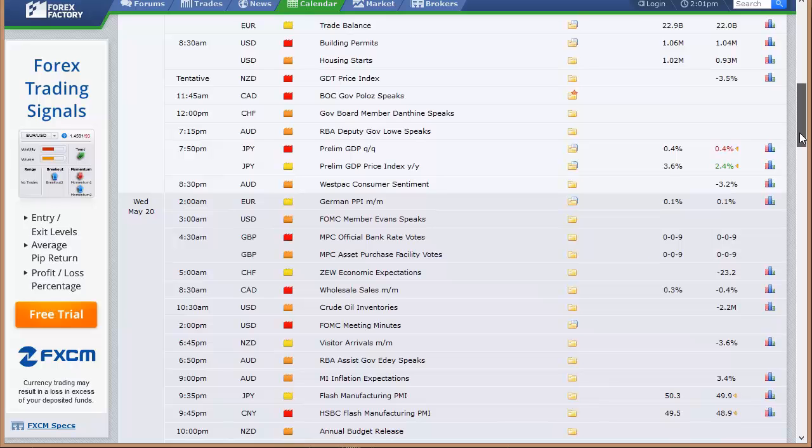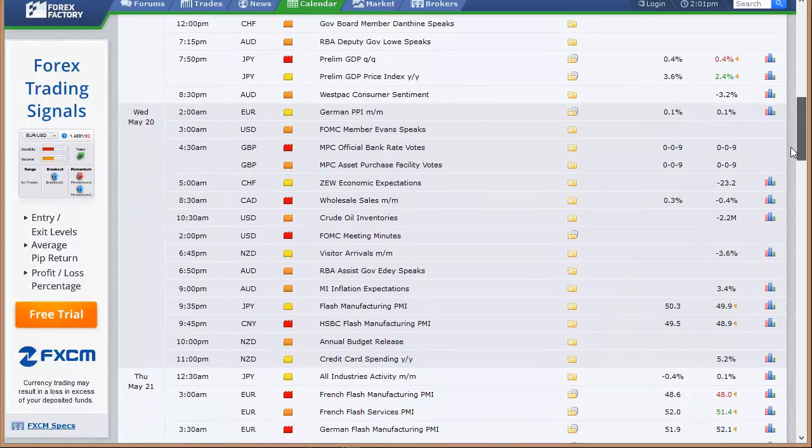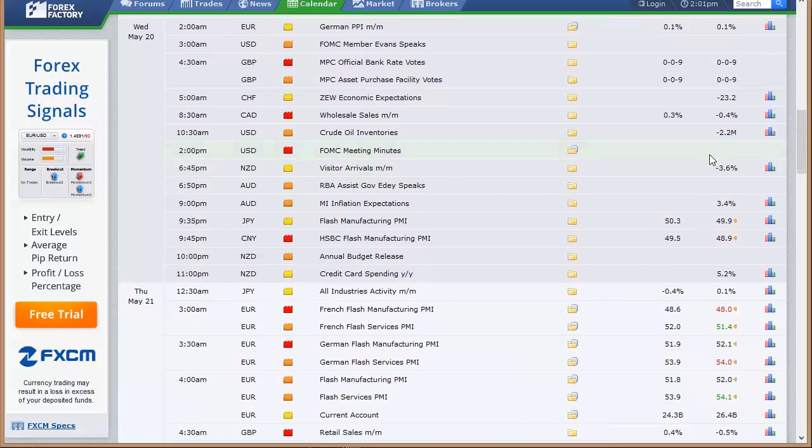Not much else till you get to Tuesday night. Japan's preliminary GDP number, which is actually the start of their Wednesday. Westpac consumer sentiment out of Australia. Germany's PPI. We've got the bank rate votes count out of the UK. ZEW economic expectations out of Switzerland. Canada's wholesale sales. Crude oil inventories out of the US. The minutes from the last Fed meeting are released at 2 p.m. Eastern Time on Wednesday. Sometimes that will move the Forex markets.